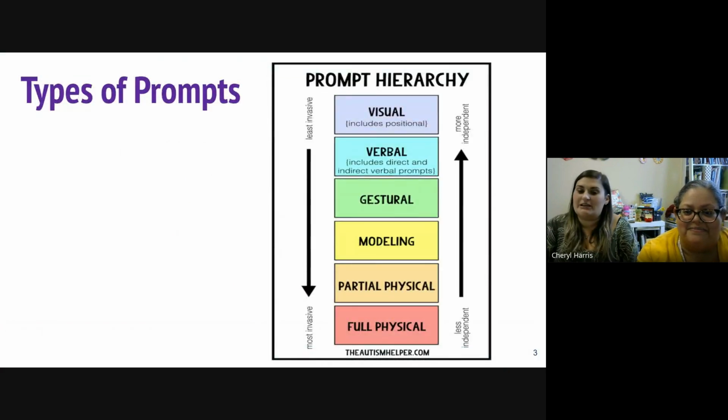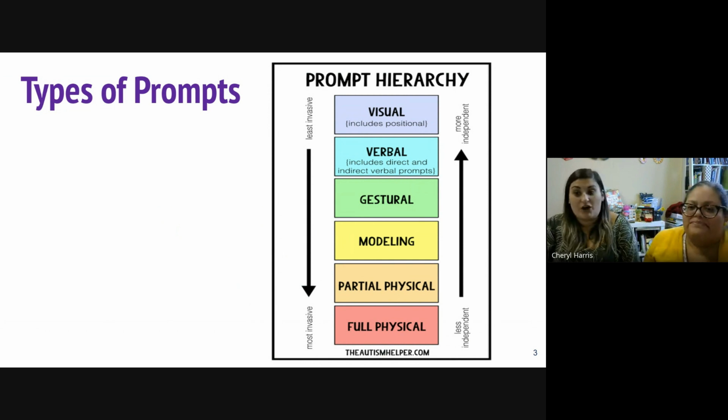Today, we're going to be talking about prompt hierarchies. The prompt hierarchy starts with prompts that are less independent and moves to more independent. So if we start at the bottom, those prompts are less independent. When we give a full physical prompt, those are prompts that are less independent for our students. That makes sense.